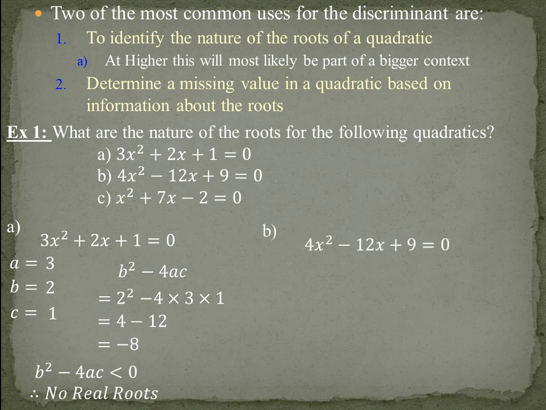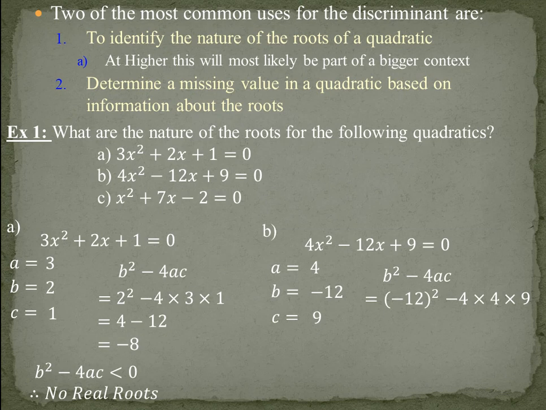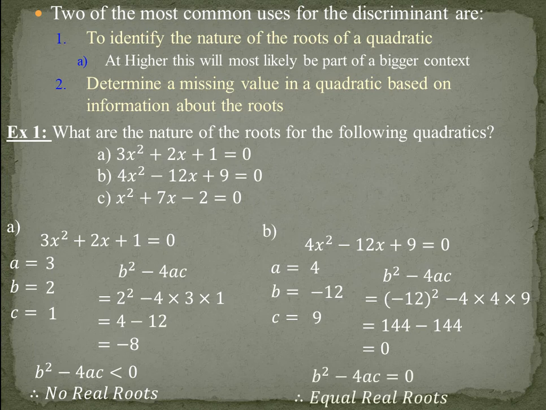Second example, 4x squared minus 12x plus 9 equals 0. ABC again, 4, minus 12, 9. Sub the numbers in, watch out for the negative 12 being squared, that becomes positive 144, which leads to an answer of 0. When your discriminant is 0, you have equal real roots.